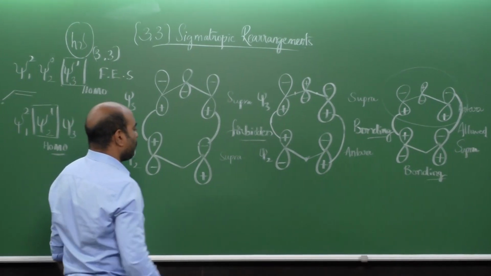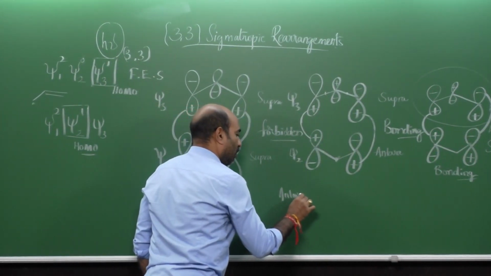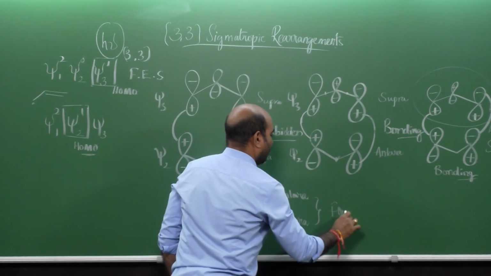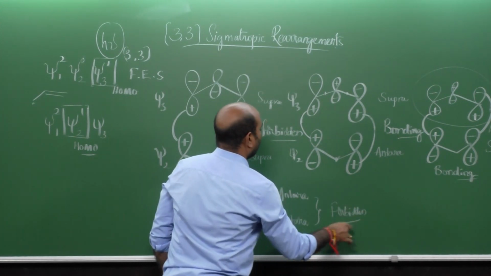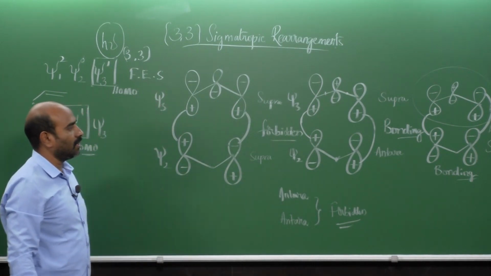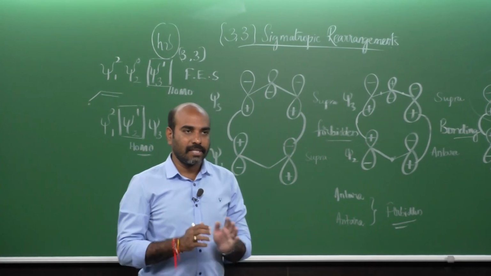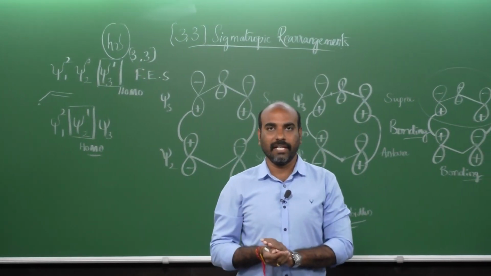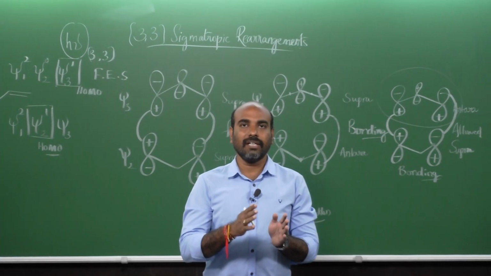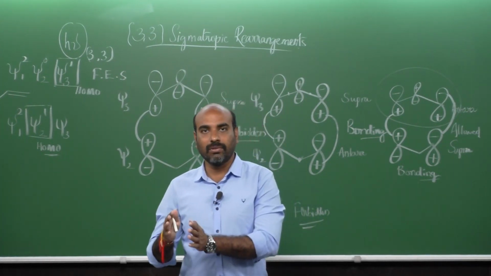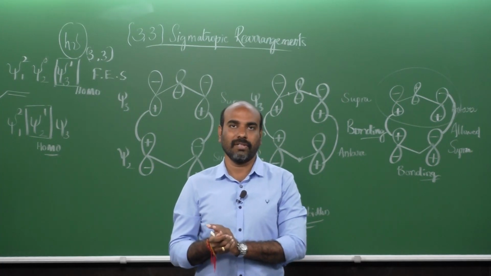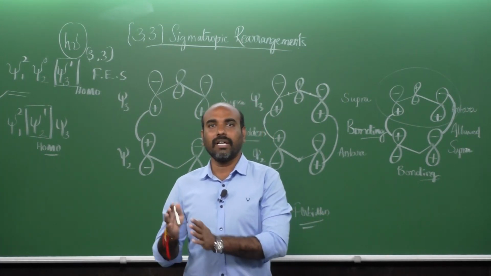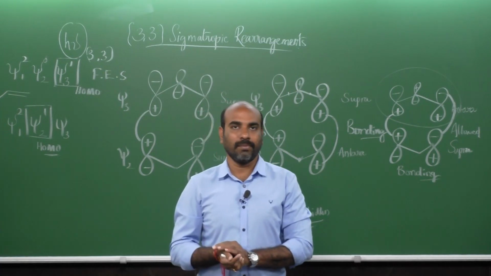Right? So the last one is the antara mode of interaction, which would also be forbidden, similar to the supra mode of interaction. Now we can conclude that the Woodward-Hoffmann selection rules will be like this for 3,3 sigmatropic rearrangement reactions. For thermal conditions, 3,3 sigmatropic rearrangements are allowed in the supra mode. Under photochemical conditions, the 3,3 sigmatropic rearrangements are allowed in the supra-antara mode or antara-supra mode of interaction.